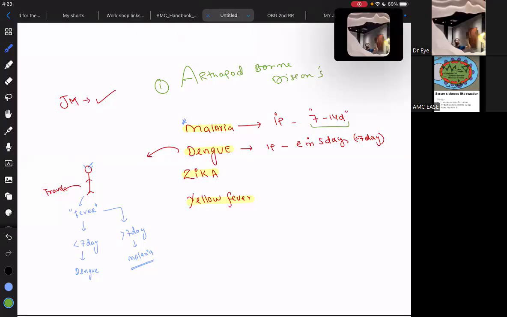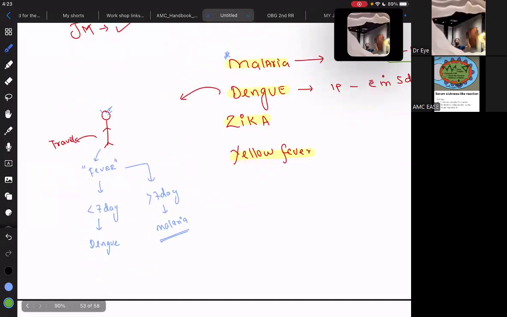For dengue, the incubation period is 5 days, and on average less than 7 days. So, how can we use this incubation period knowledge in our examination or during clinical practice? If a patient has a history of travel and has fever, the first thing you need to do is take the history and ask a very simple and basic question: from when did you get the symptoms of fever, or from when have you been feeling feverish?